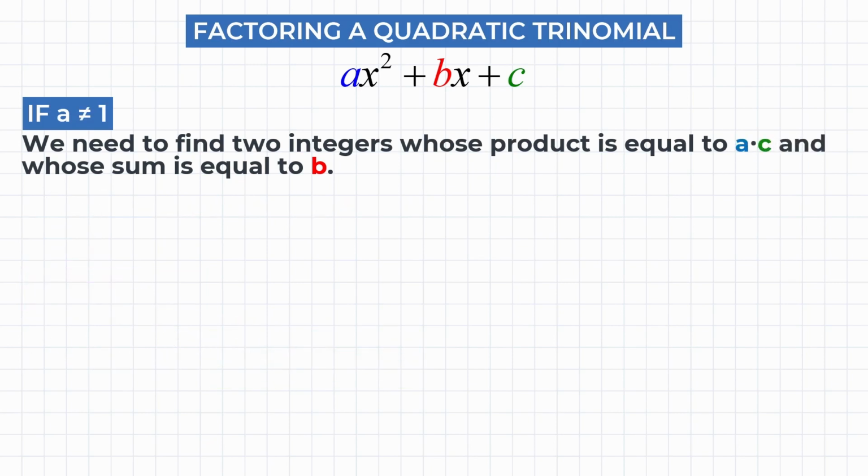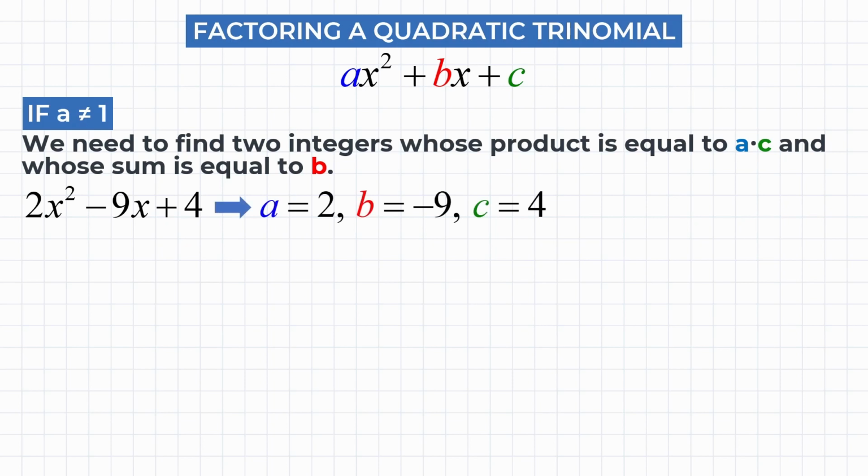If the leading coefficient is not equal to 1, the procedure is a little bit more complex. In this case, we need to find two integers, if they exist, whose product is equal to a times c and whose sum is equal to b. In this example, a is 2, b is -9, and c is 4. a times c is 8.